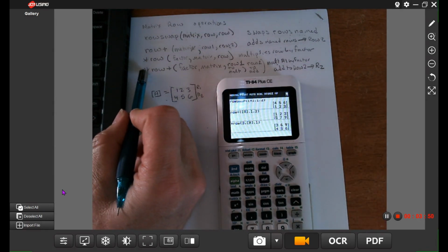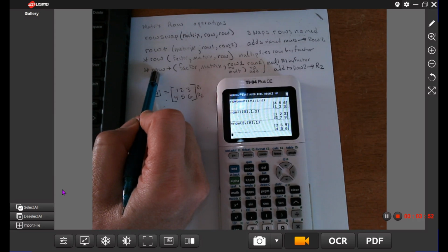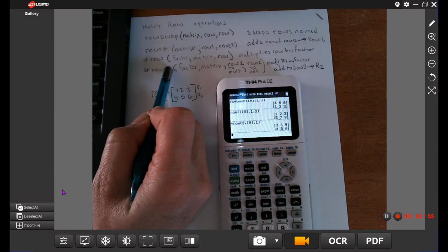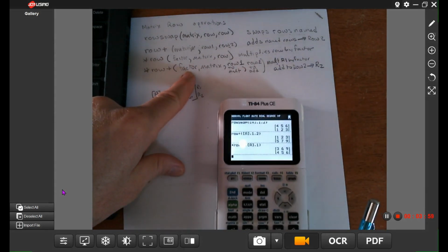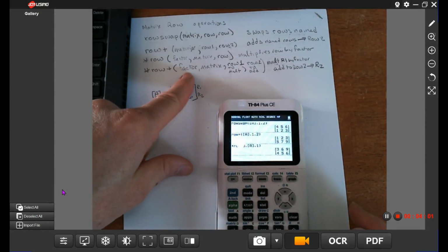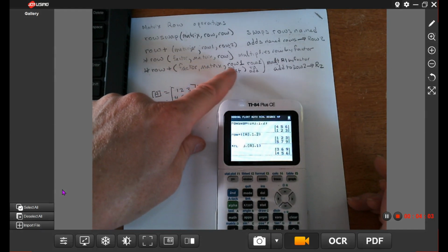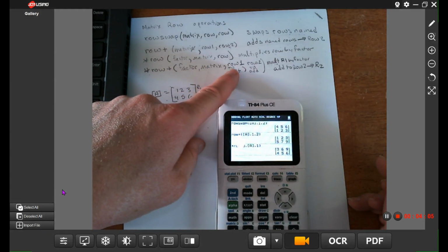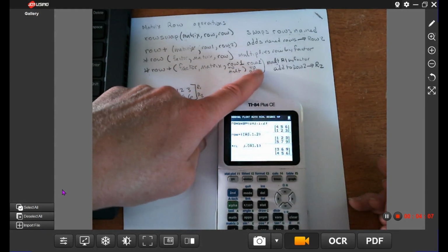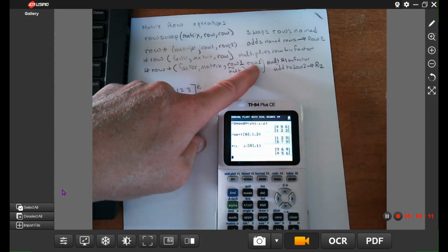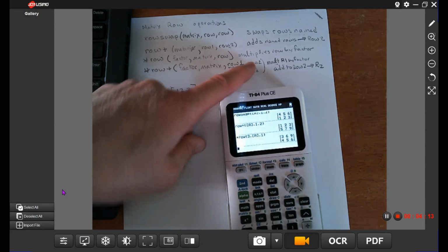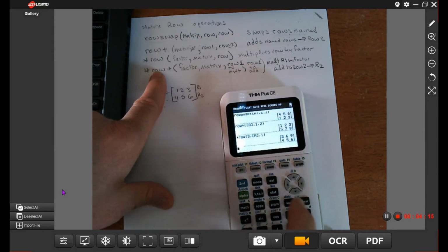Okay, there's just one more. You could multiply a row by a factor, add it to another row, and put it into that row. So the syntax is the factor you're going to multiply by, the name of the matrix, the row you're going to multiply by the factor, and the row you add it to, and it always goes into the last row you list. So let's find this one.